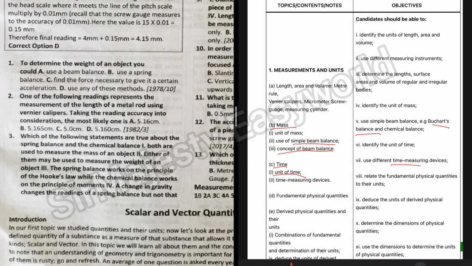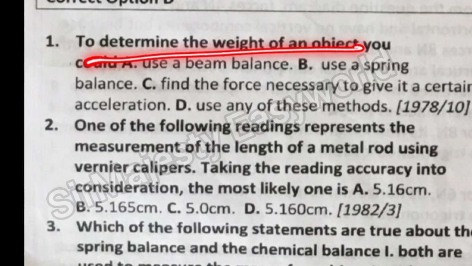Question 1 says, to determine the weight of an object, you could use a beam balance, use a spring balance, find the force necessary to give it a certain acceleration, or use any of these methods. Now, you can use a beam balance to find the weight. Beam balance measures masses, but of course, if you measure the mass, you can get the weight.